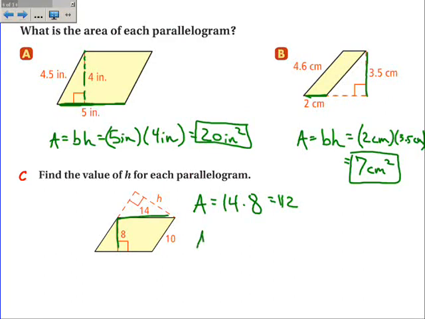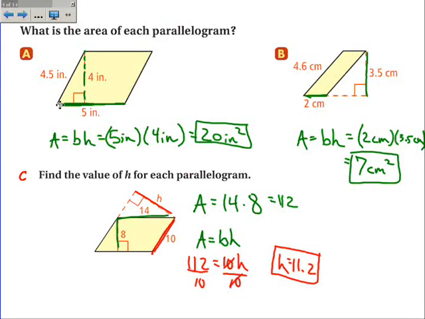Okay? So if I think about the area is the base times the height, using 10 as the base and h is the height, the area is still 112. The base is 10, and I don't know the height. So I'm going to use algebra to find the height. And I'll divide both sides by 10. And so the height would be equal to 11.2. Okay?